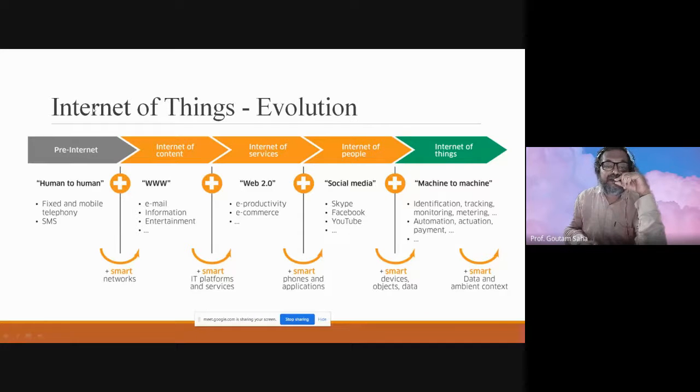So human to human interaction was there previously. After that, the WWW domain has come, the web. So these are the predecessors of IoT. Social media, Skype, Facebook, YouTube, communication. And then after that came machine to machine, M2M, communication: tracking, monitoring, metering, automation, actuation, and payment.